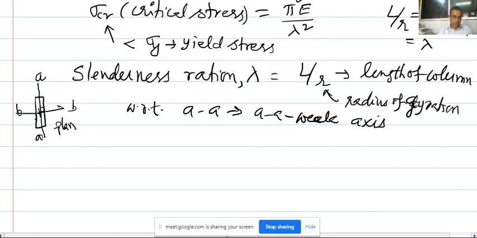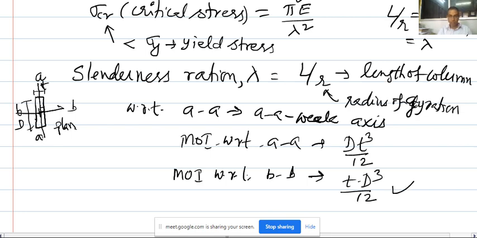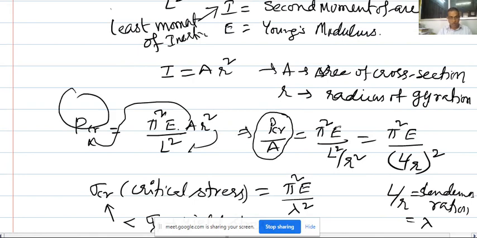So, let us say the width is T and this is your D. The moment of inertia with respect to AA is nothing but D T cube by 12, and the moment of inertia with respect to the BB axis is T D cube by 12, very high, right. So, now we have to use the least moment of inertia, very important. This is what I said, PCR is your critical load. So, for the critical load I have to use the least moment of inertia.